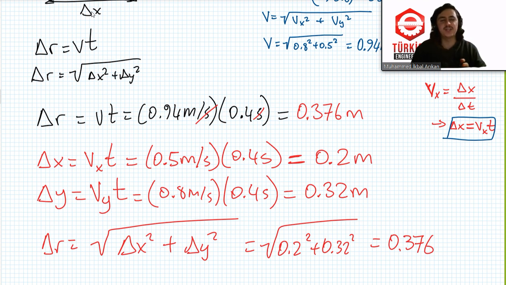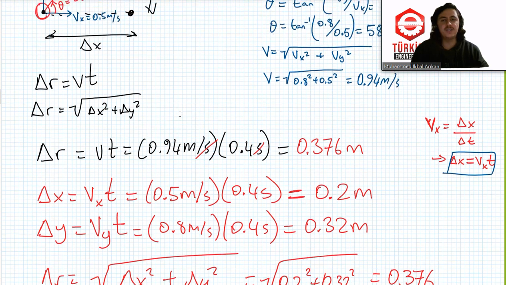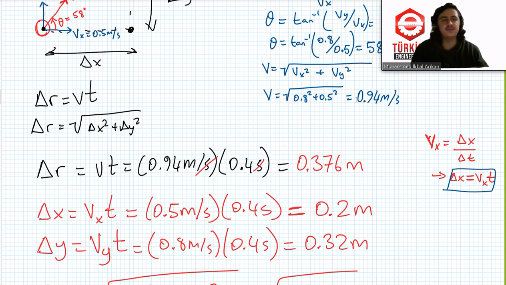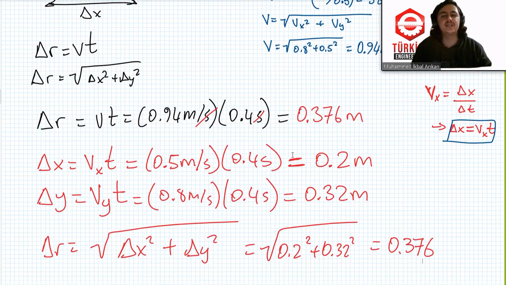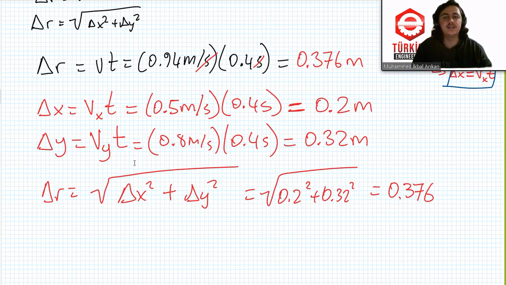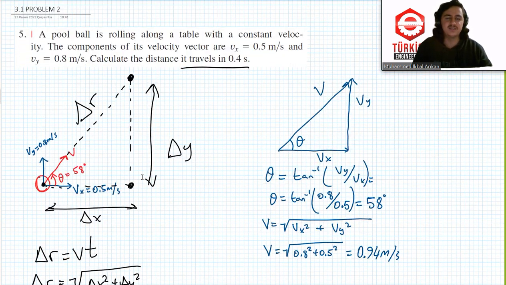They must be equal to each other, not nearly, but we made some rounding here. Actually this is not exactly 0.94, we have some more digits after this point. So when you take the exact value, you will see that delta r in this formula and the other formula will be equal to each other.